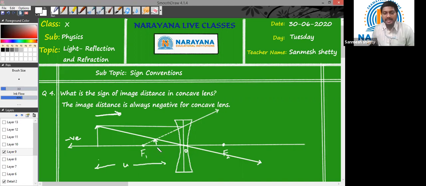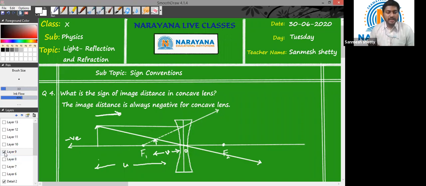Also, as you can see, in case of concave lens, you will always find that V is also negative. A very important suggestion I would like to give: whenever you are solving problems based on concave lenses, if you are getting your image distance as positive, then there is something wrong in your calculations. Because never in case of concave lens will you get image distance as positive. It is always negative. If you are following proper sign convention, always the image distance will be negative.